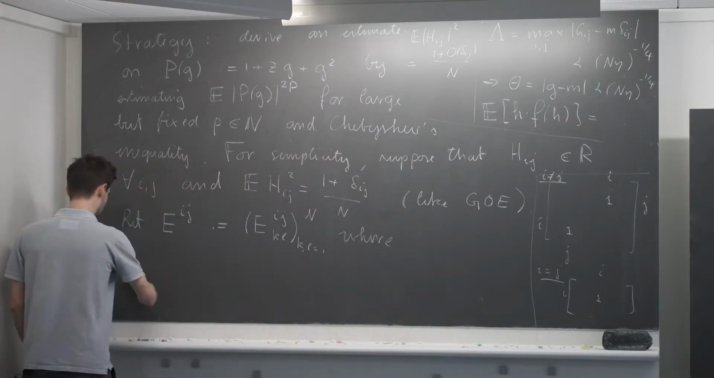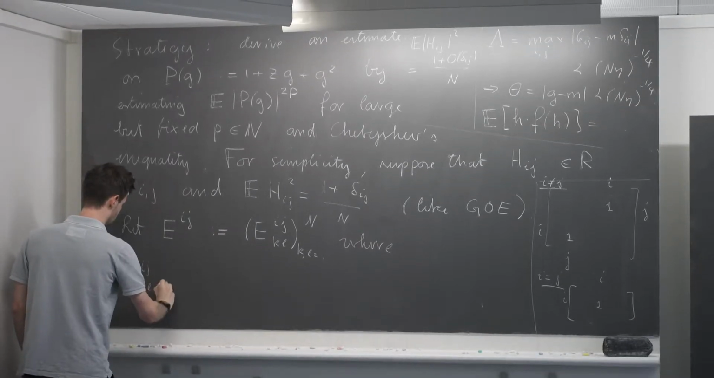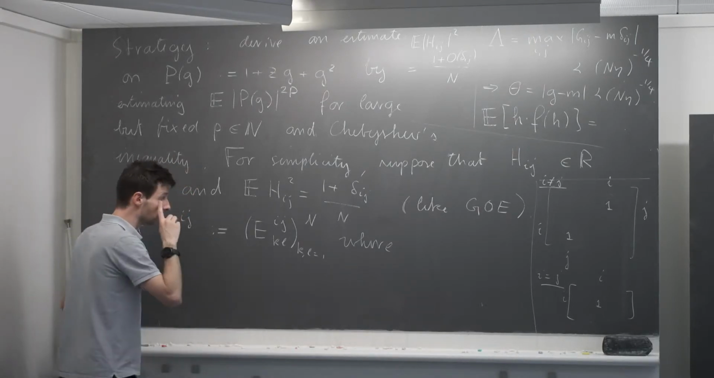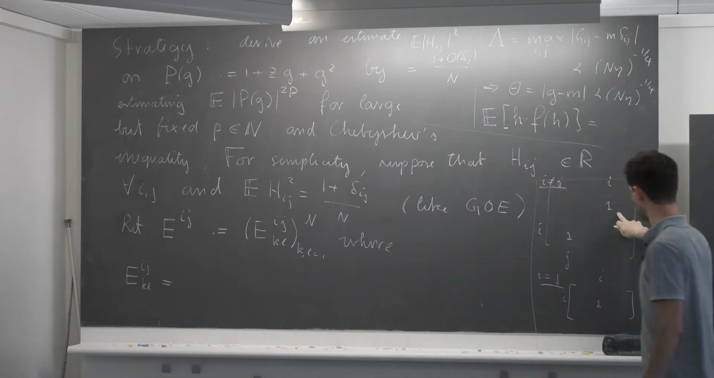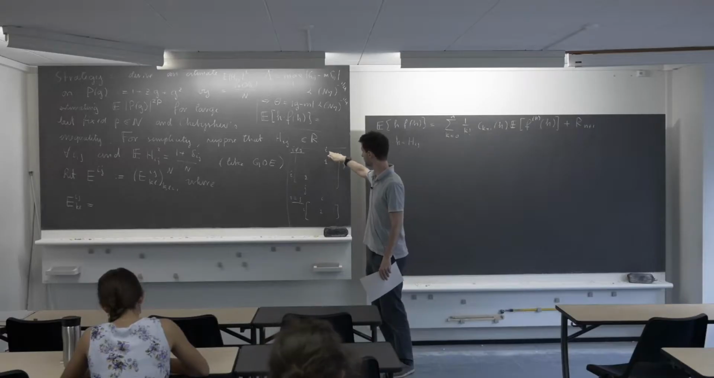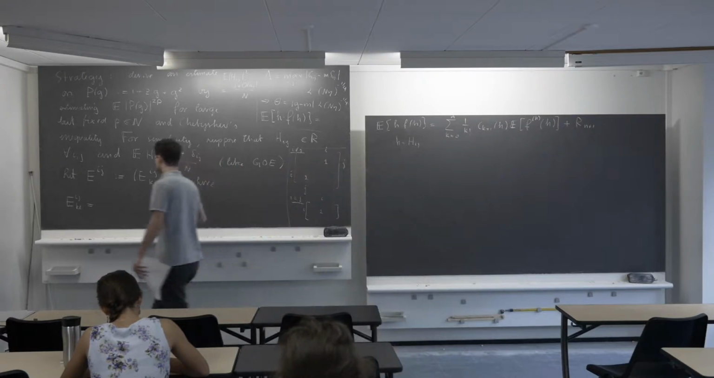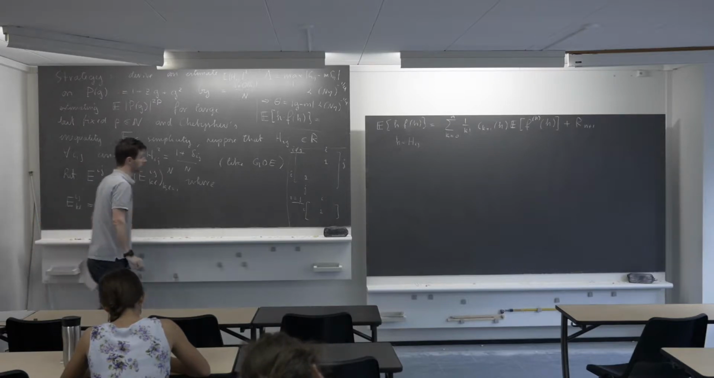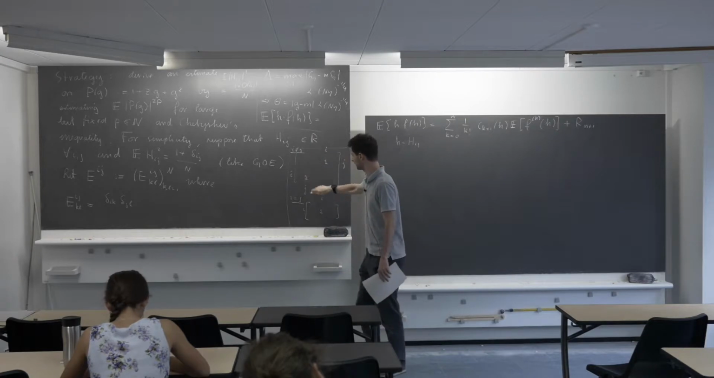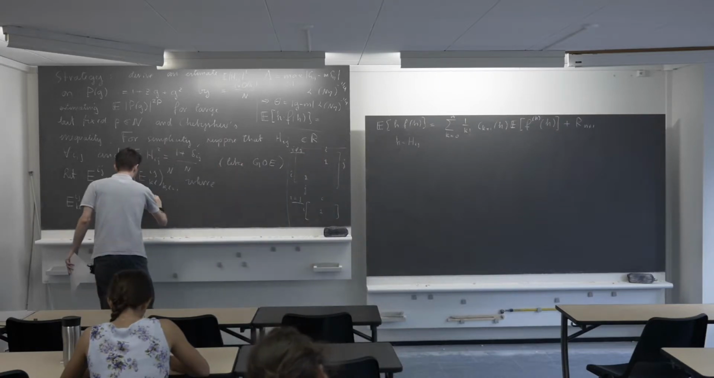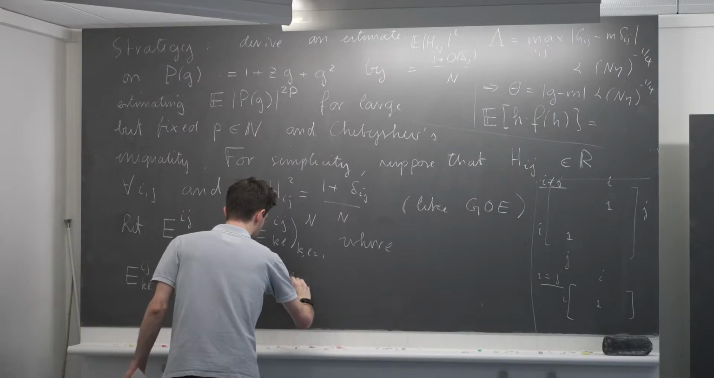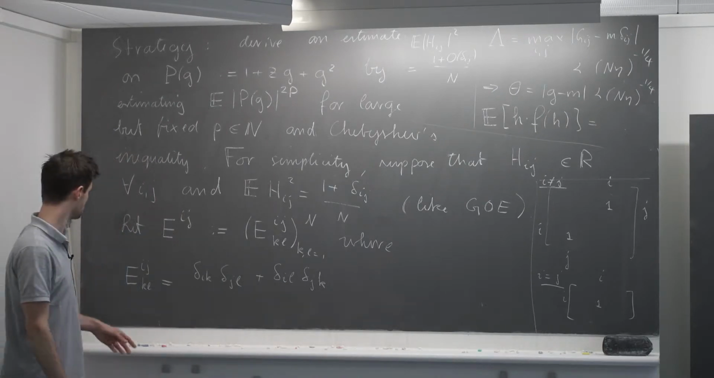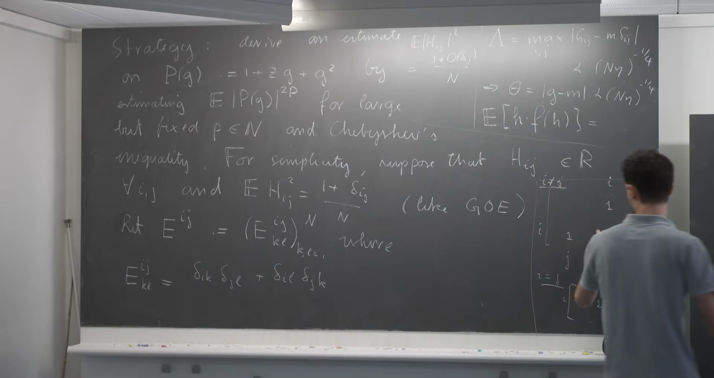where Eij kl, the kl entry of this matrix, is equal to, well, let me first consider the off-diagonal case. So I have the case where k is equal to i and l is equal to j, so delta ik delta jl. And then I have the other one where k is equal to j and l is equal to i. Okay. So this is the correct expression for the off-diagonal matrix.